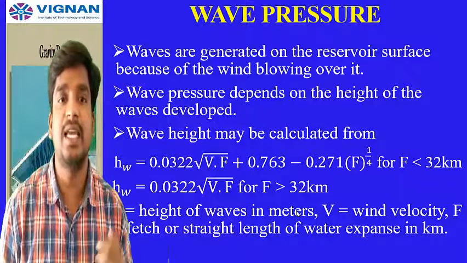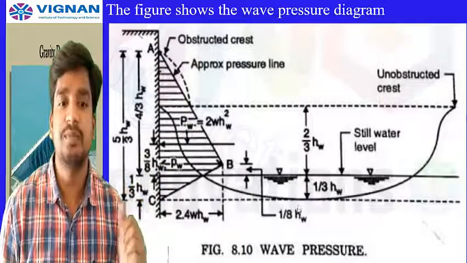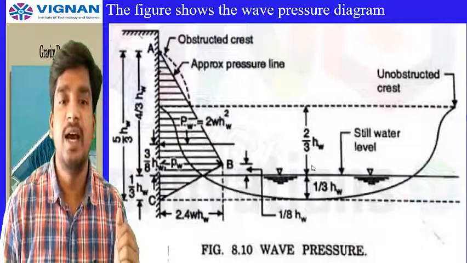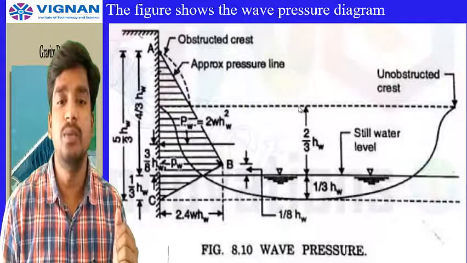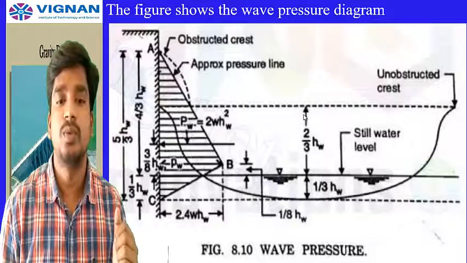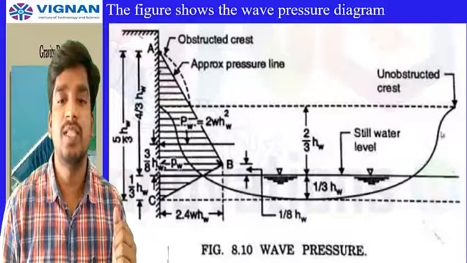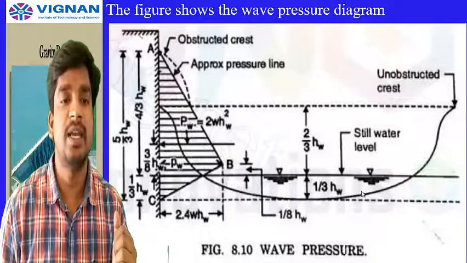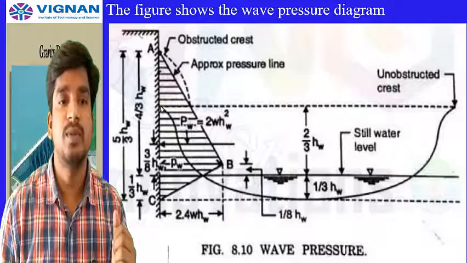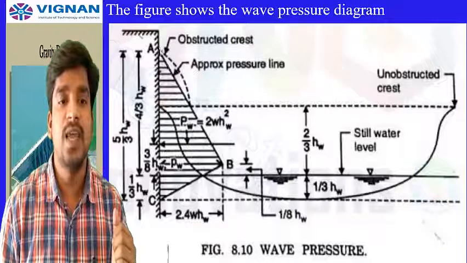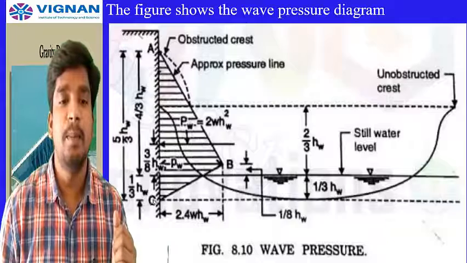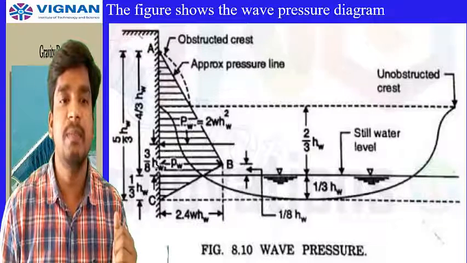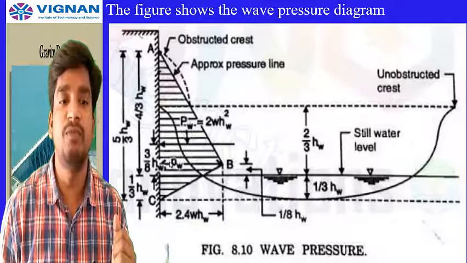Here you can see the diagram also. Let us consider this is the height of the wave, Hw. Waves are coming from this portion to this side, like this. Whatever this triangle you are seeing here is the maximum pressure due to waves, that is indicated with Pw, the maximum wave pressure.